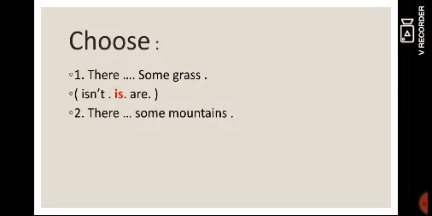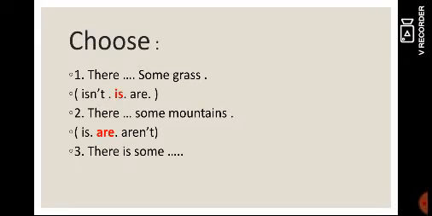Number 2, there are some mountains. Mountains is a countable noun, and here we have s, so we take are or aren't. But some goes with affirmative, so we can't take aren't. We take are. There are some mountains.